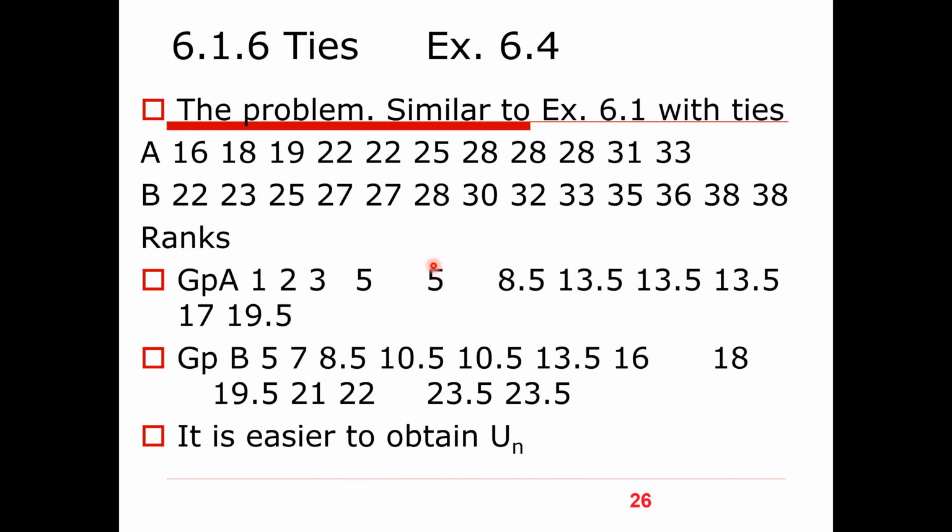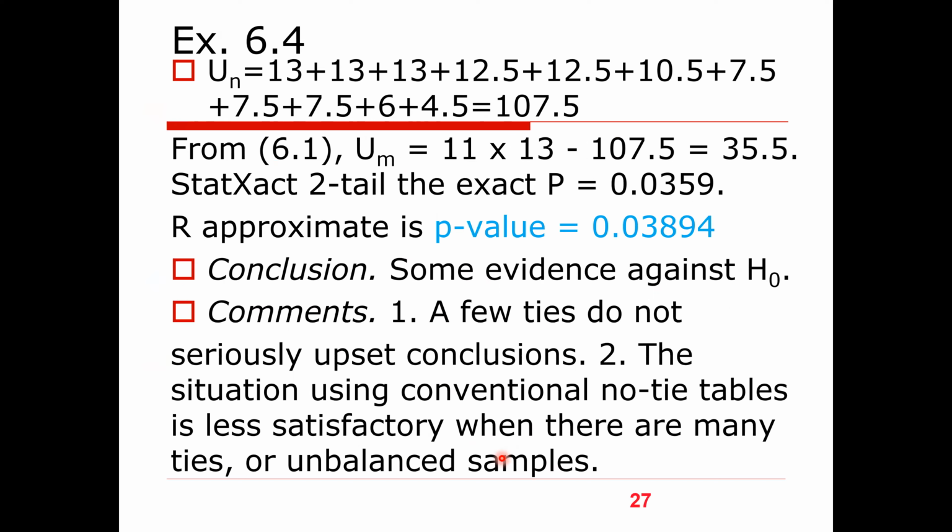So first we get the joint ranking using the mid-rank rule. Then we get UN. With UN, we can get UM. So UN and UM again have a big difference. And with UN and UM, we get the p-value. It's some evidence against the null hypothesis. Not very strong, but some evidence.